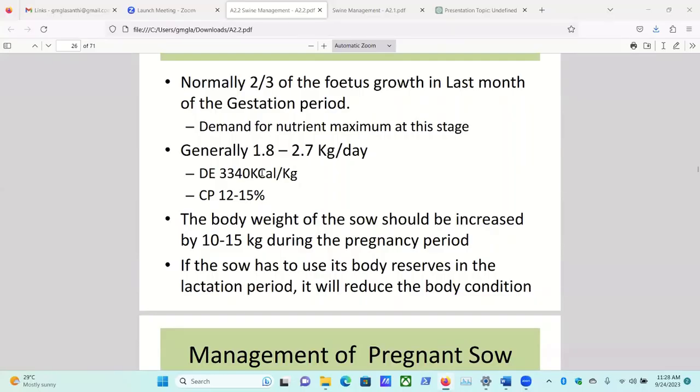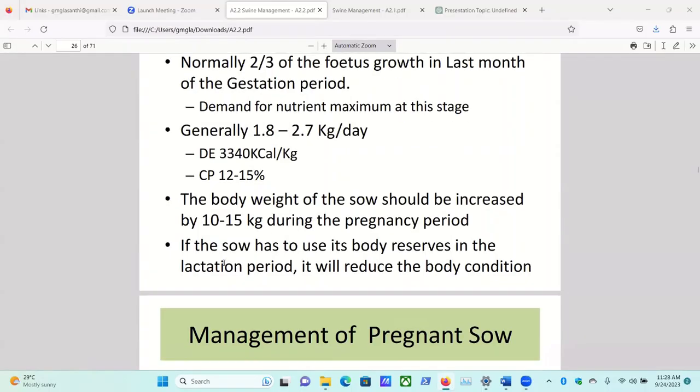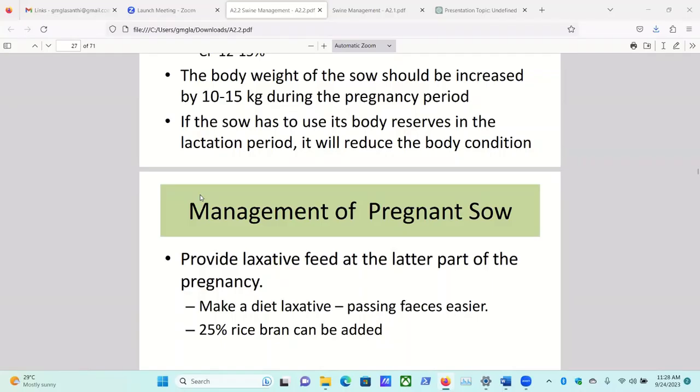Normally, two-thirds of fetus growth occurs in the last month of the gestation period. So the nutritional demand is high at this stage. Generally, it is recommended to provide 1.8 to 2.7 kilograms of ration per day, with 3,340 calories and 12 to 15 percent protein. After feeding this type of ration, the sow should increase her weight by 10 to 15 kilograms during the pregnancy period.